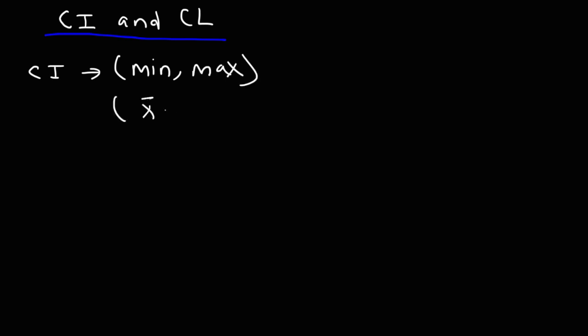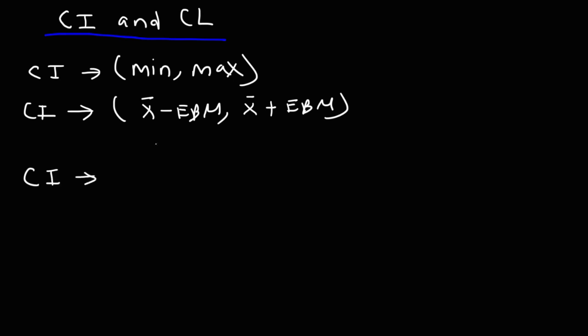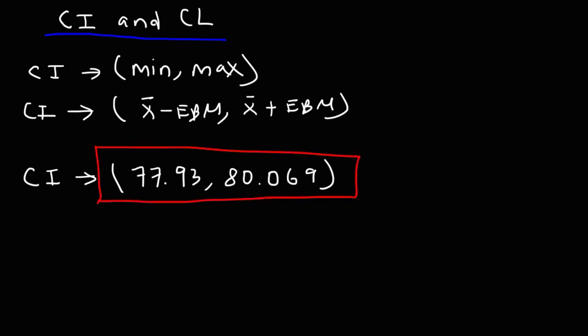It's the sample mean minus the margin of error to the sample mean plus the margin of error. So that is the confidence interval. The confidence level is the area under the curve in which we expect the population mean to be located in. So in the last example, we saw that the confidence interval varied from approximately 77.93 to 80.069. That's the confidence interval. It's a range of values. The confidence level gives us the area under the curve.